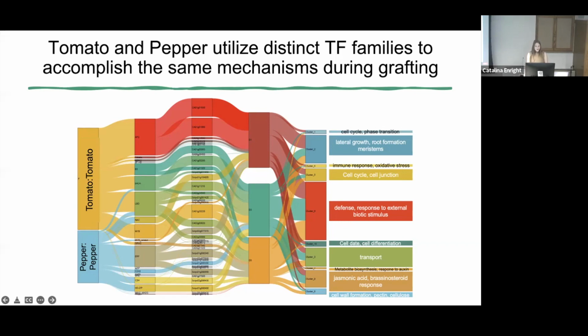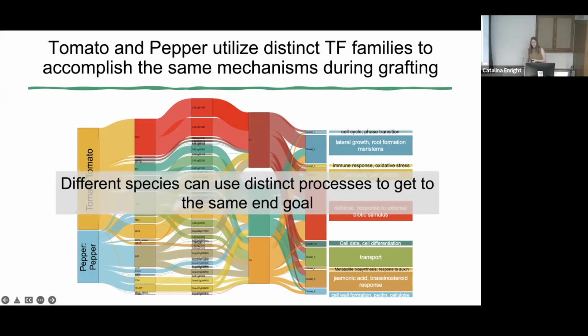So what's really interesting here is that we expected that tomato and pepper would have many orthologs of the same genes functioning in this process. But what we actually found was that tomato and pepper use, in a lot of cases, completely distinct transcription factor families during grafting. So you'll see all of these guys over here are only attached to tomato, and these guys down here are largely only attached to pepper.